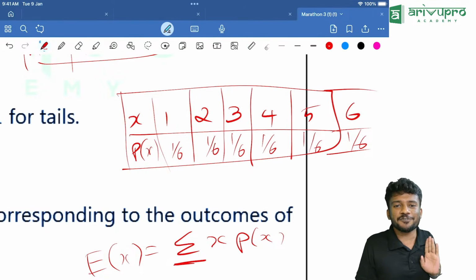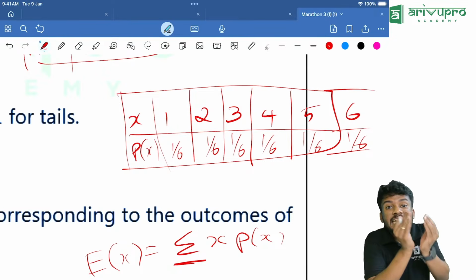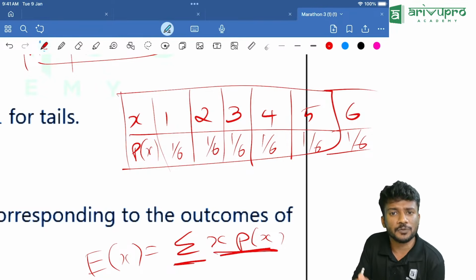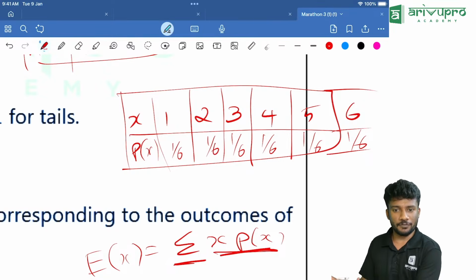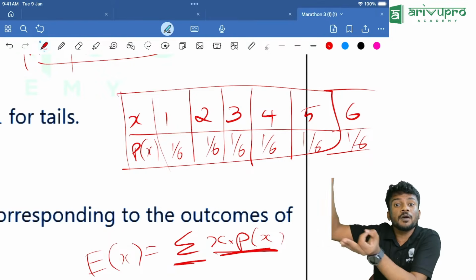What is the meaning of that? We are adding. Summation means what? We are adding something. But what is that something? Inside that value, there is x into p of x. X p of x means what? X is multiplied with p of x.